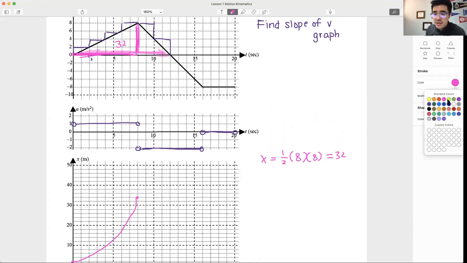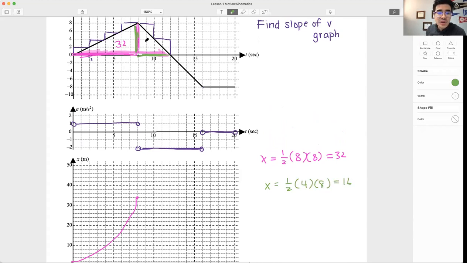The second part of the triangle is how much it's from 8, 9, 10, 11, 12. So this is 4 units this way. This is 8 units up top. So x is equal to 1/2 4 times 8. So that's another 16 units. So from that point that I started at, now I'm going to go up another 16 units. So if I started at 34, 34 plus 16 is going to be 50. So by this point, I need to end up at 50.